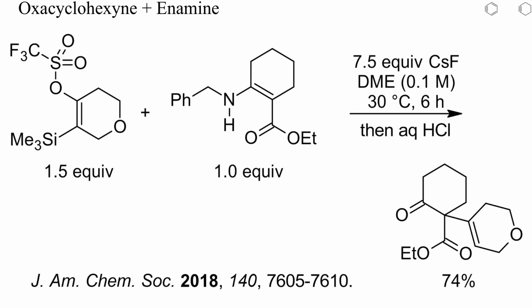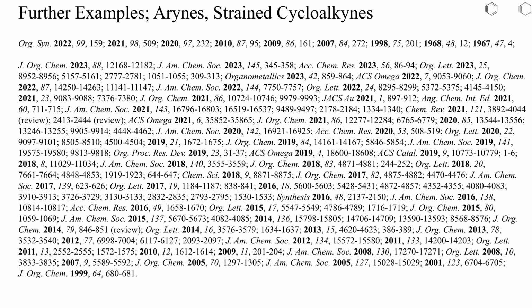Like arynes, cycloalkynes are also electrophilic and can act as soft vinylating reagents. Here a ketoester-derived enamine was vinylated at carbon in good yield with oxacyclohexyne. Here are some further examples which you can also find in the description of this video.